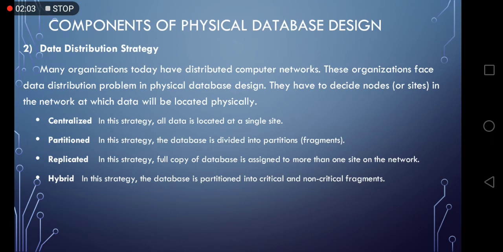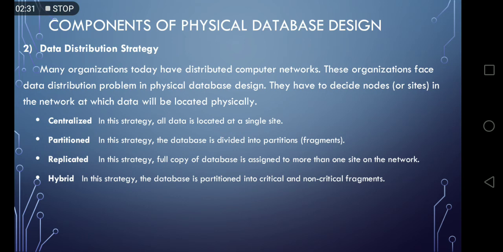Data distribution strategies. Many organizations today have distributed computer networks. These organizations face data distribution problems in physical database design. They have to decide the sites in the network at which data will be located physically. There are four main data distribution strategies: centralized, partitioned, replicated, and hybrid.